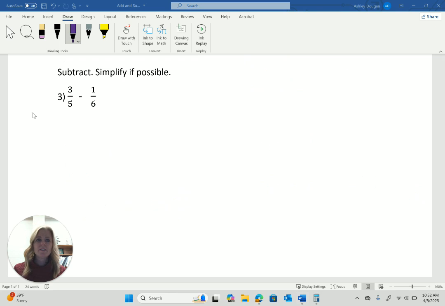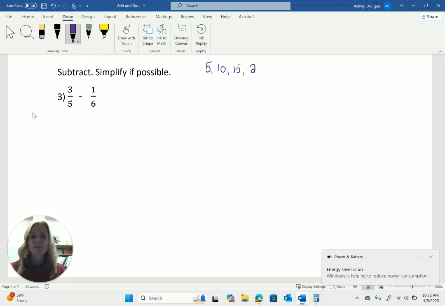With subtraction, we have the same steps. We just subtract the numerators instead of add them. I want to look for a common denominator between 5 and 6. So I'm looking at what's a multiple of 5 that's also a multiple of 6. And we can write out our multiples in a list if we need to. So here's some multiples of 5. I'm just saying 5 times 1, 5 times 2, 5 times 3, times 4. Just writing out some multiples.